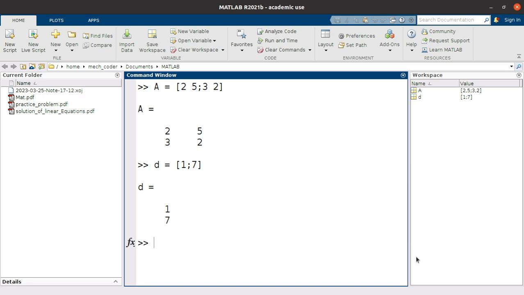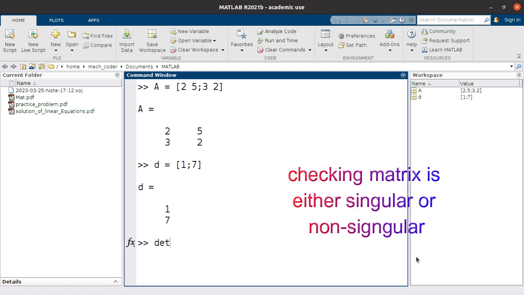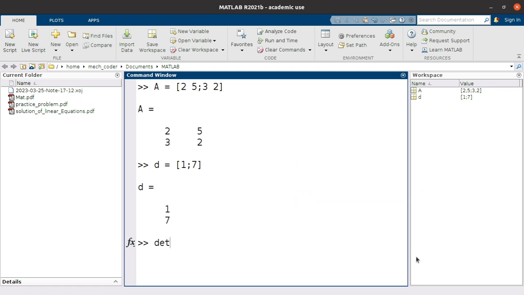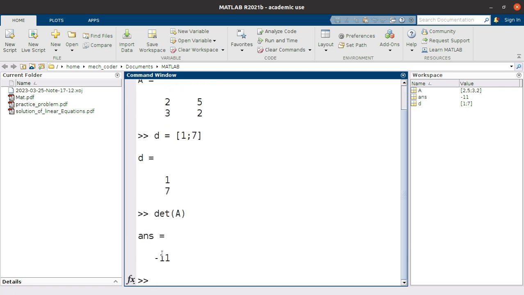Now we have to check first whether matrix A is non-singular or not. For that we have to find out the determinant of it. So I will call the det command to calculate the determinant of the matrix. A is a square matrix because it has 2 rows and 2 columns, so we can find the determinant of it. So I will write determinant of A. If I press the enter key, we get minus 11. So that means it's not 0. That means A is non-singular and matrix A is invertible.